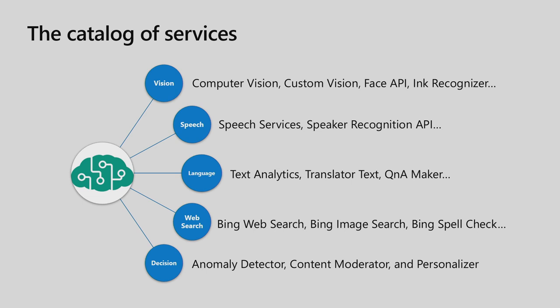With language, we can translate to different languages. For example, do some text analytics of the things. With web search, we can interact with Bing search or with Bing image search.